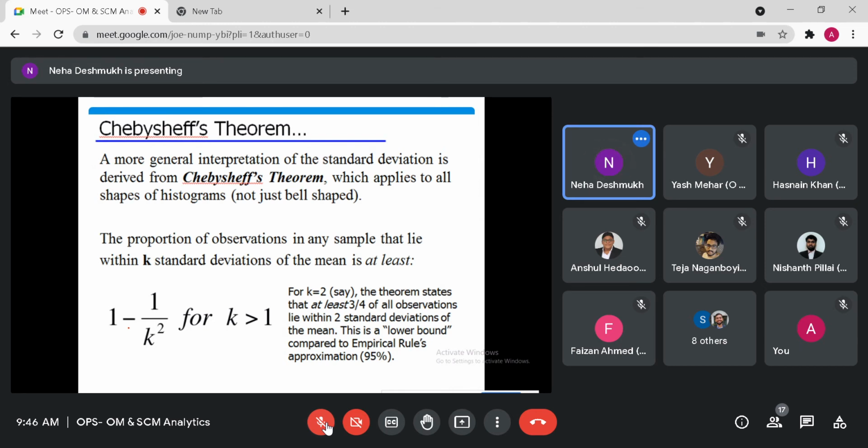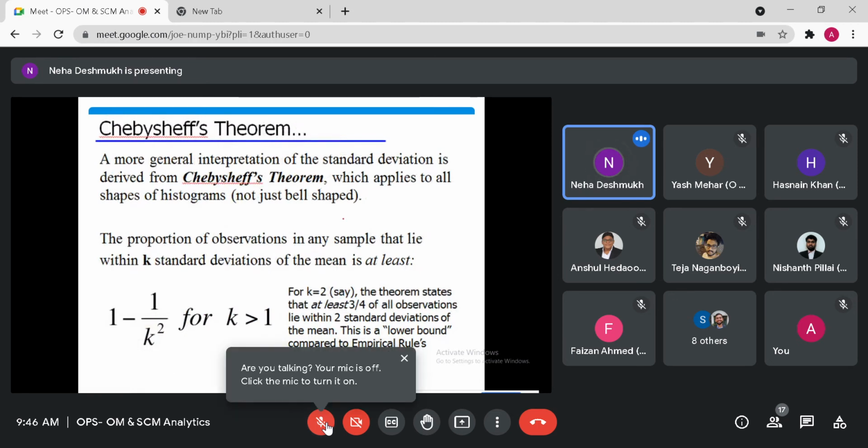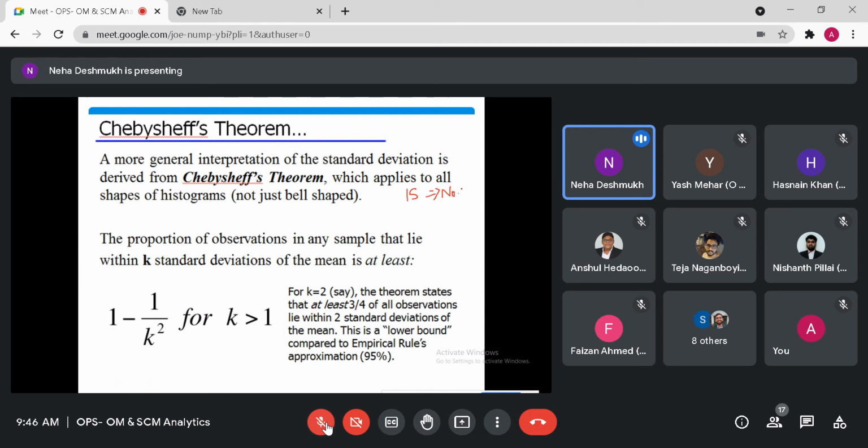Chebyshev's theorem is used for two standard deviations. It is not applicable for one. So how to interpret this? If my range is between one standard deviation of the mean, there is no interpretation of the data distribution. Okay, no interpretation.